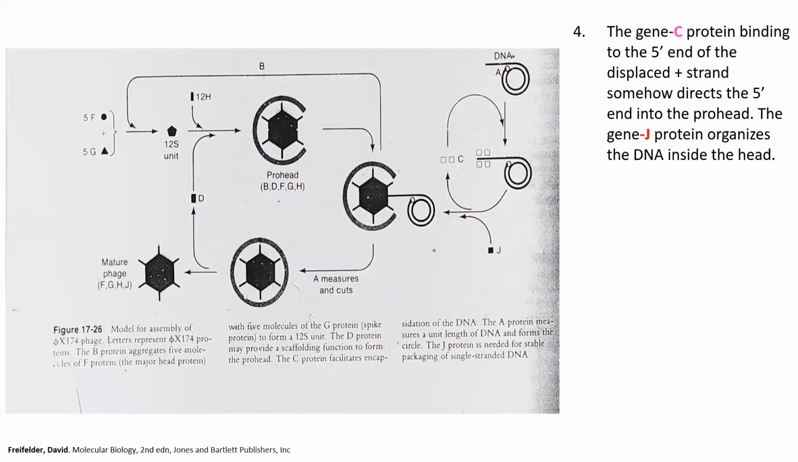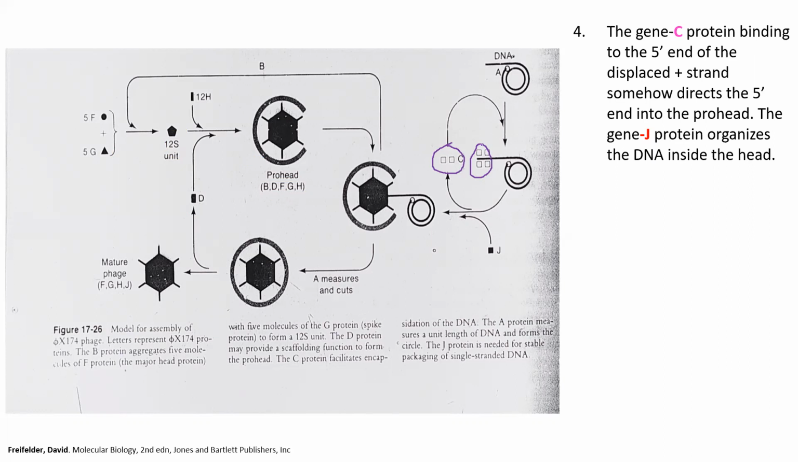Then the C protein, binding to the 5' end of the displaced plus strand, somehow directs the 5' end into the prohead. So there is a protein called the C protein, which you can see here. And this C protein is binding to the 5' end of the displaced plus strand, which is being cleaved from that rolling circle replication process.